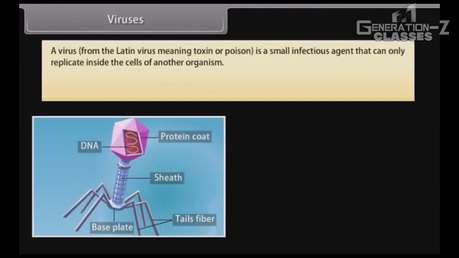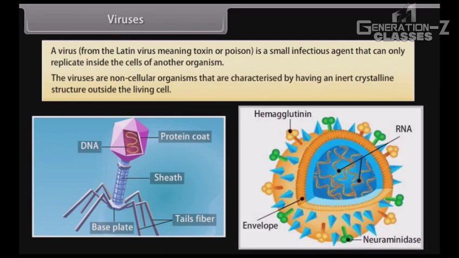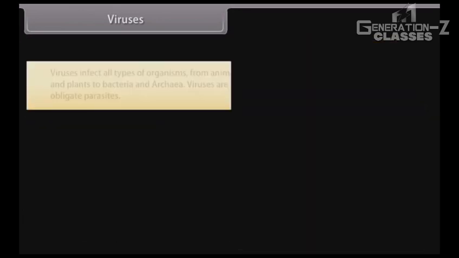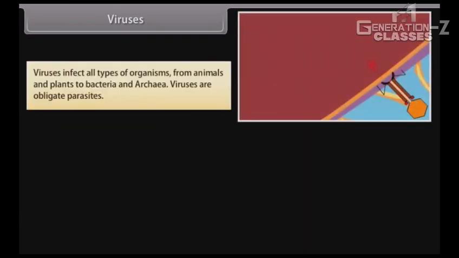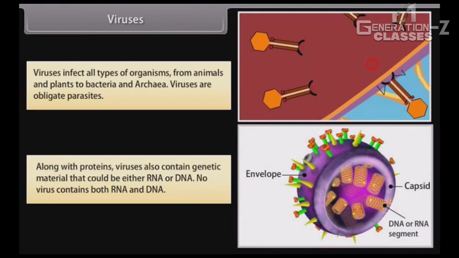Viruses. A virus is a small infectious agent that can only replicate inside the cells of another organism. The viruses are non-cellular organisms that are characterized by having an inert, crystalline structure outside the living cell. Viruses infect all types of organisms, from animals and plants to bacteria and archaea. Viruses are obligate parasites. Along with proteins, viruses also contain genetic material that could be either RNA or DNA. No virus contains both RNA and DNA.